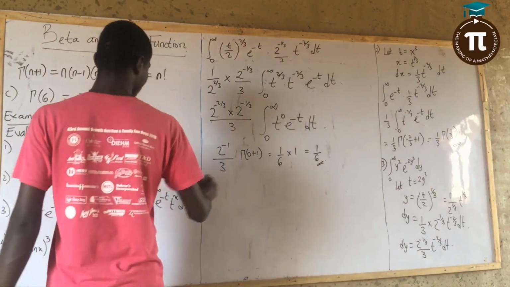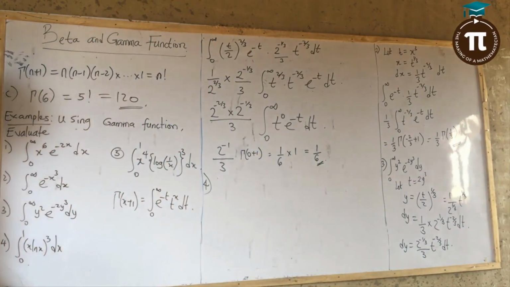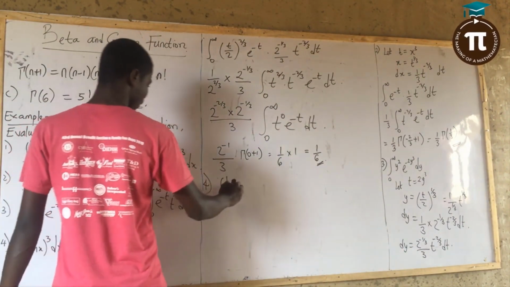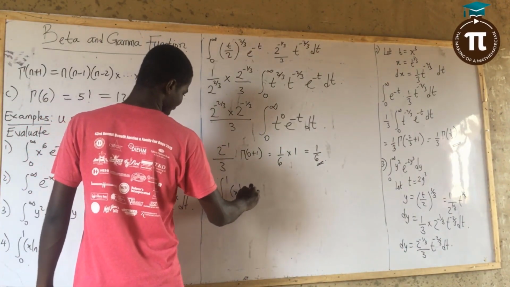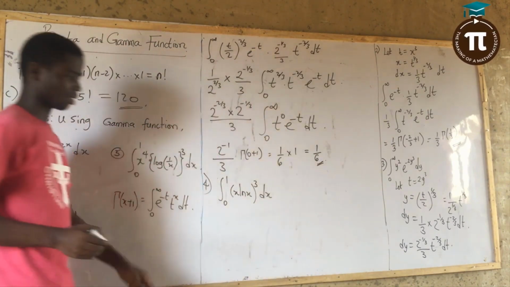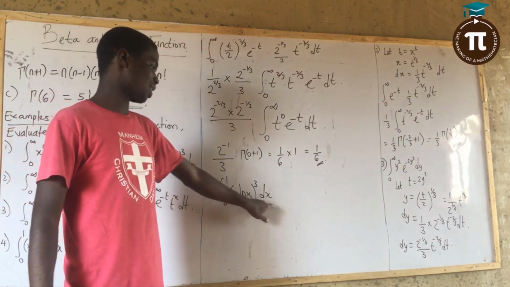The fourth one, number 4. The question says integral from 0 to 1 of s times ln s raised to power 3 ds. Integral from 0 to 1 of s ln s raised to power 3 ds.